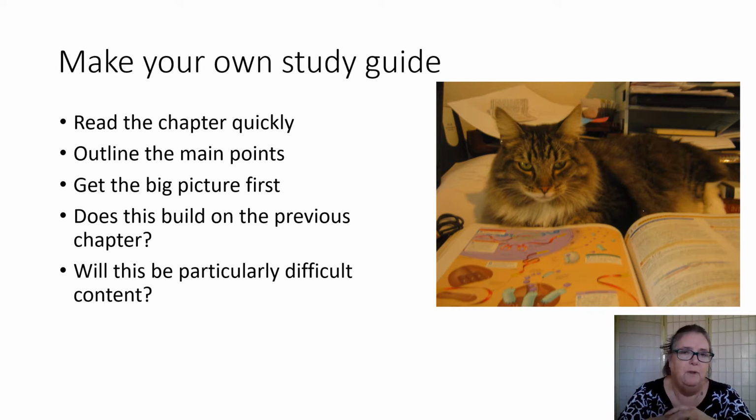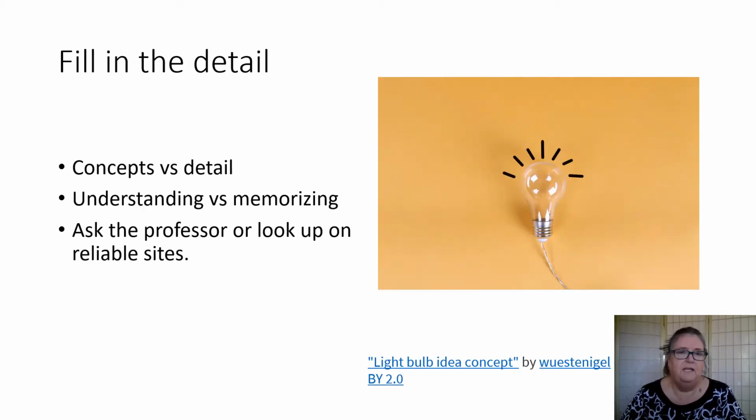So outline the main points of your chapter and get the big picture. Think about, does this chapter relate to what we learned last time, or is it totally new? Is there anything that looks like it's going to be particularly difficult? So outline it, leave space that you're going to be able to fill in later. So here Wilson is looking at protein synthesis. And then you're going to fill in the detail in that paragraph.